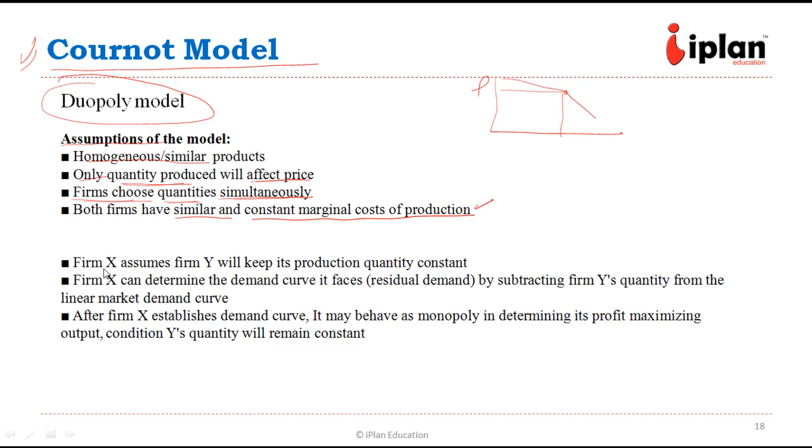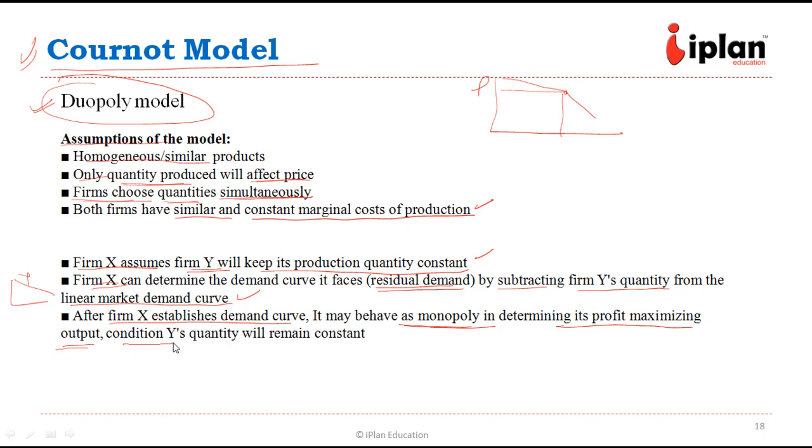Now, in order to determine its own demand curve, firm X assumes that firm Y will keep its production quantity constant, and then it creates the residual demand by subtracting firm Y's quantity from the linear market demand curve. So they have the total demand curve, they just subtract firm Y's quantity from that, and they find their own demand curve. Since it is a duopoly model, we know there are only two players in the market. So once firm X establishes the demand curve, it can behave like a monopoly in determining the price at which it can maximize its output.